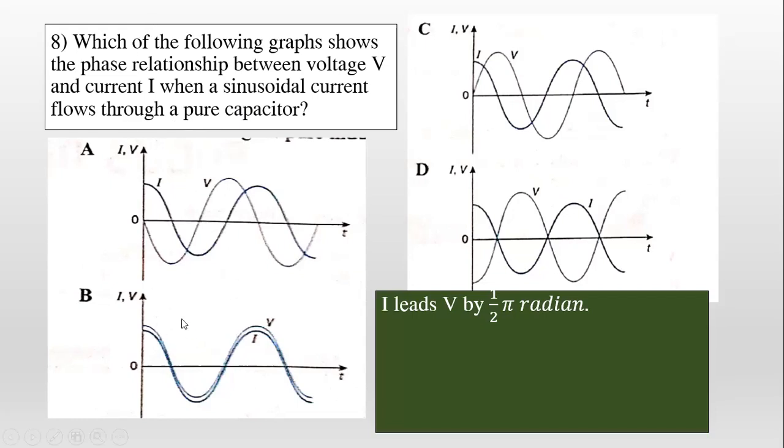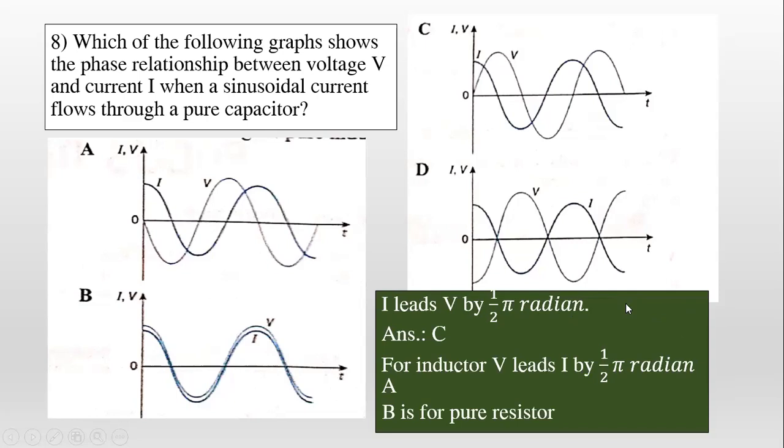This one is for resistor. Look at the maximum point. I comes first, the peak. V comes second. So I leads V. The answer is C. Okay, so for inductor is A. For capacitor is B. Okay with that? Any comment?